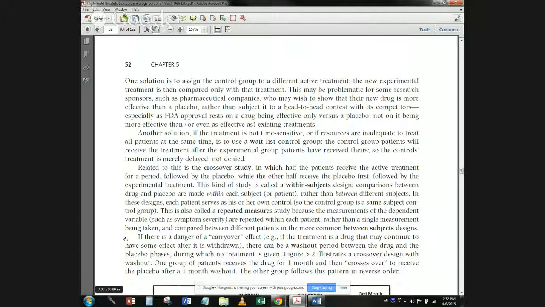If there is a danger of a carryover effect, for example, if the treatment is a drug that may continue to have some effect after it is withdrawn, there can be a washout period between the drug and the placebo phases, during which no treatment is given. Figure 5.2 illustrates a crossover design with the washout. One group of patients receives the drug for 1 month and then crosses over to receive the placebo after a 1 month washout. The other group follows this pattern in reverse order.